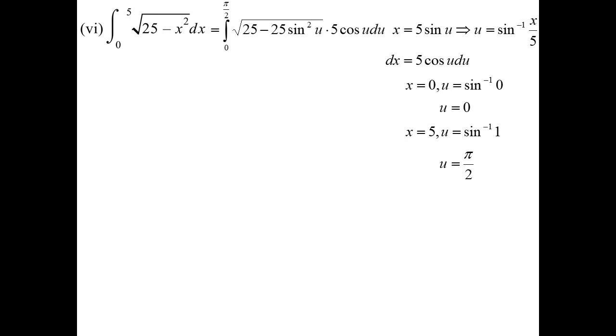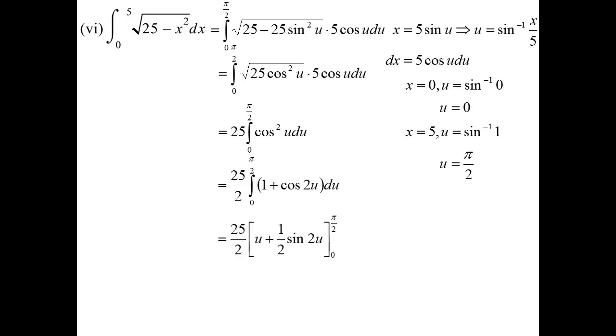Square root of 25 minus 25 sine squared. Well, that's 25 cos squared. Square root of 25 cos squared is 5 cos. 5 cos times 5 cos gives me 25 cos squared. Oh, cos squared. Double angles. So we've got half of 1 plus cos 2u. Integrate that, excellent. Now, substitute in, I have my answer. Was that the best way to go? Nah. Let's do it this way.